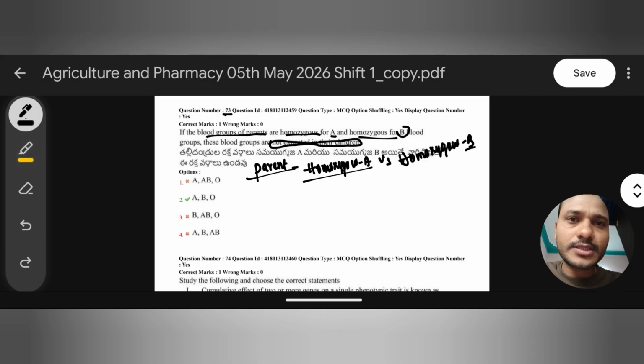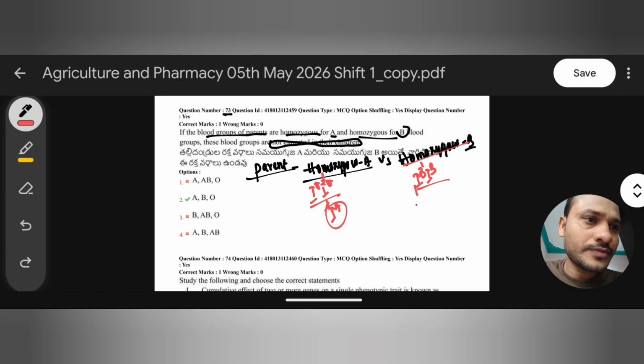Here, let's analyze this MCQ. Homozygous A blood group means IA IA, and homozygous B blood group means IB IB. Both are homozygous, so in the homozygous condition, we have only one type of gamete: IA from one parent and IB from the other. If we cross these two, we get IA IB. So which blood group do the children have? IA IB means AB blood group. Their children have AB blood group.